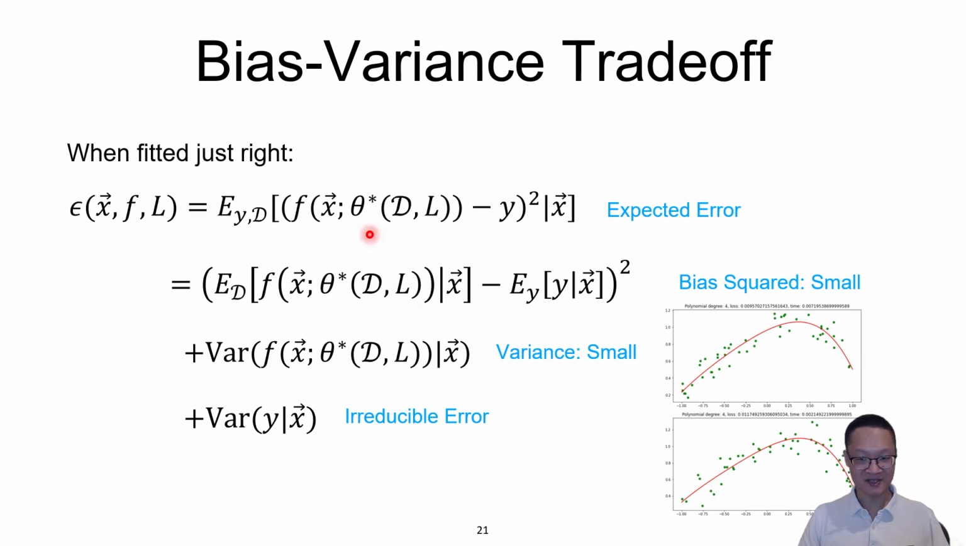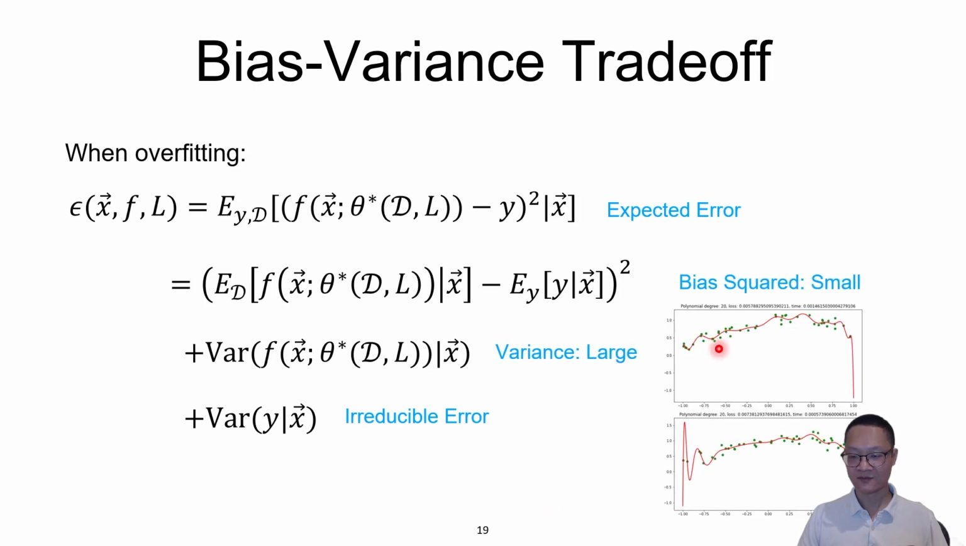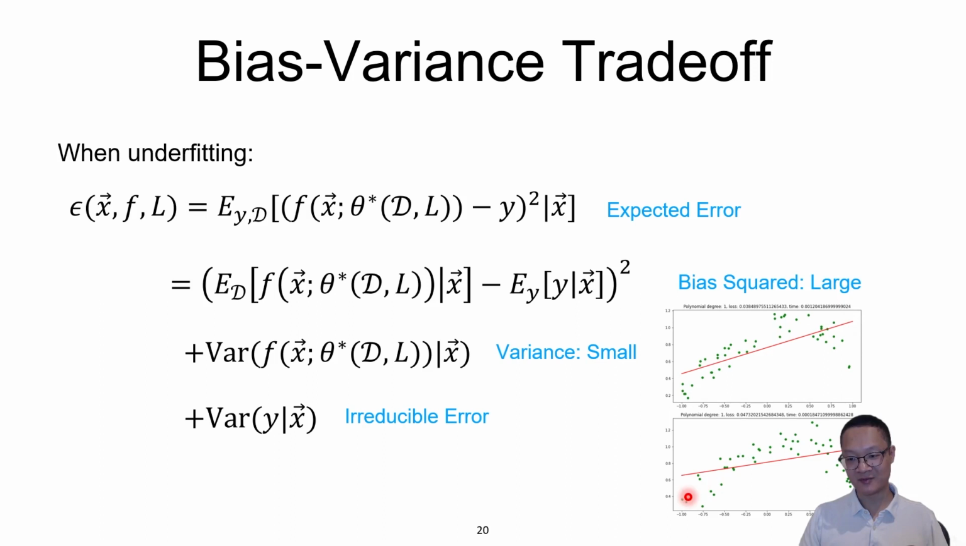Under this mathematical decomposition, overfitting is now well defined. When overfitting, the bias is low, but the variance is high. Bias is very low: the average red curve will match very well with the ground truth polynomial, but the variance is high because different data sets produce very different red curves. When underfitting, the bias is high and variance is low. The average red line will not match very well with the ground truth model, but the variation in the red lines isn't very much.